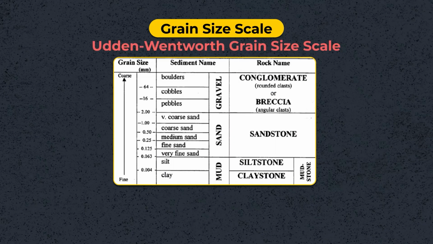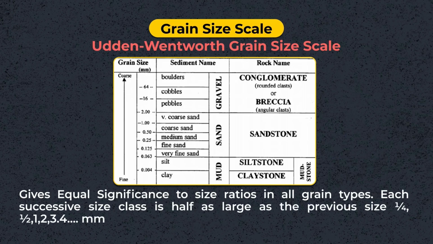Udden and Wentworth, they are the two sedimentologists who proposed a grain size scale in which they gave equal significance to the size ratio in all grain types. They thought that each successive grain size is half as large as the previous size. That means 1/4, 1/2, 1, 2, 3, 4 like that, in millimeters.